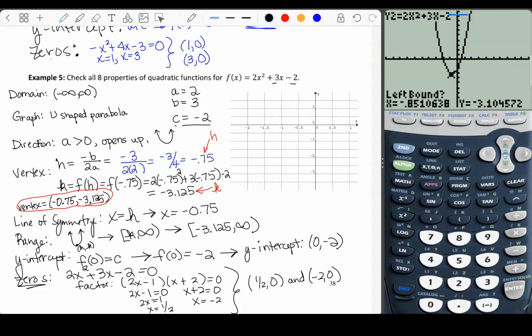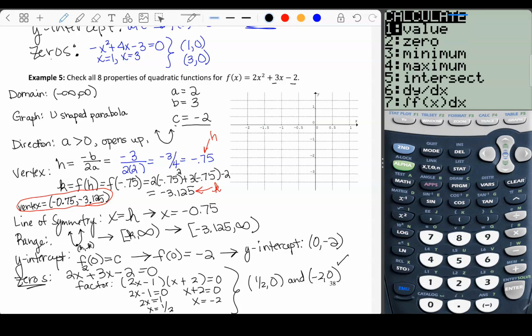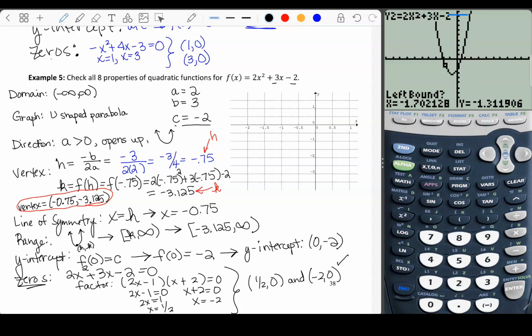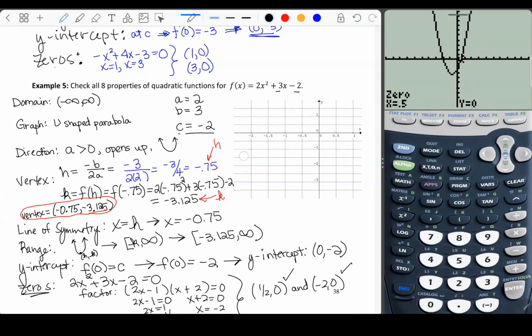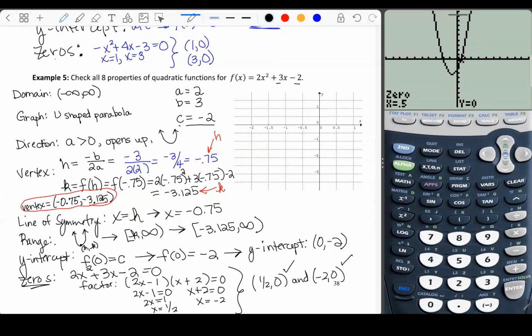So if we do our calculator, second calculate, above the x-axis, below the x-axis, guess, and we get negative 2. Do a zero again. This case is going to be below the x-axis, above the x-axis, guess, and we get 0.5. So we have all of these qualities of a parabola.